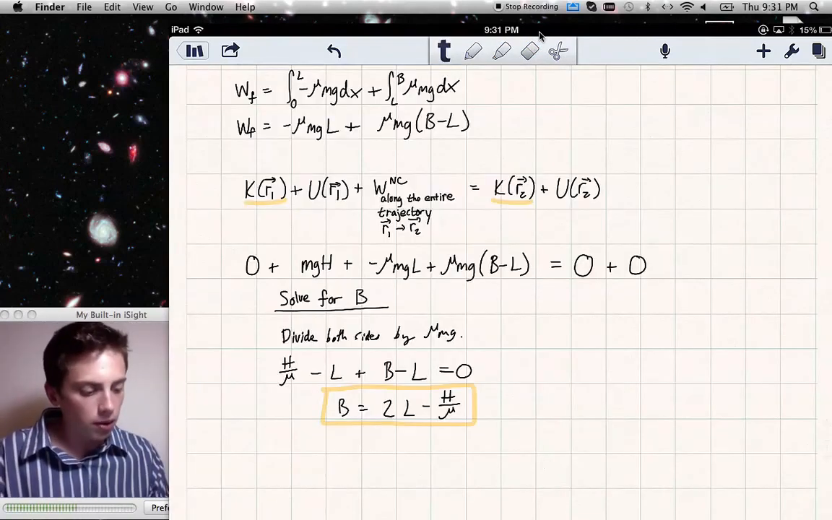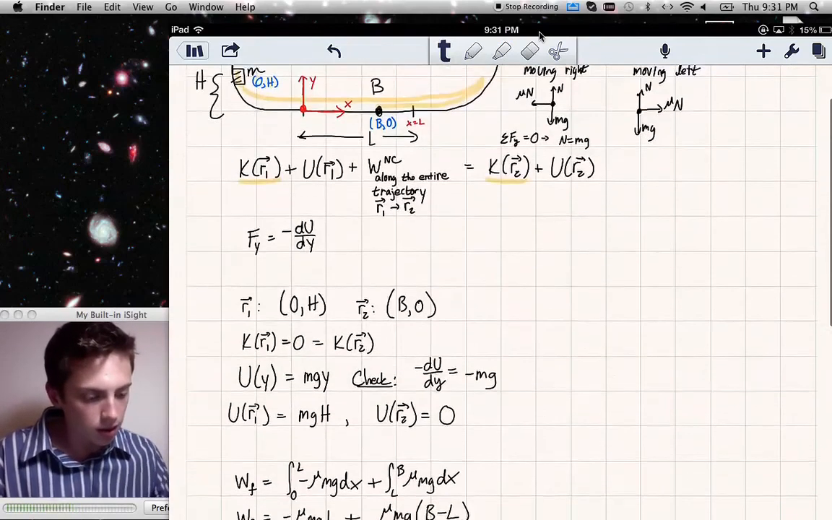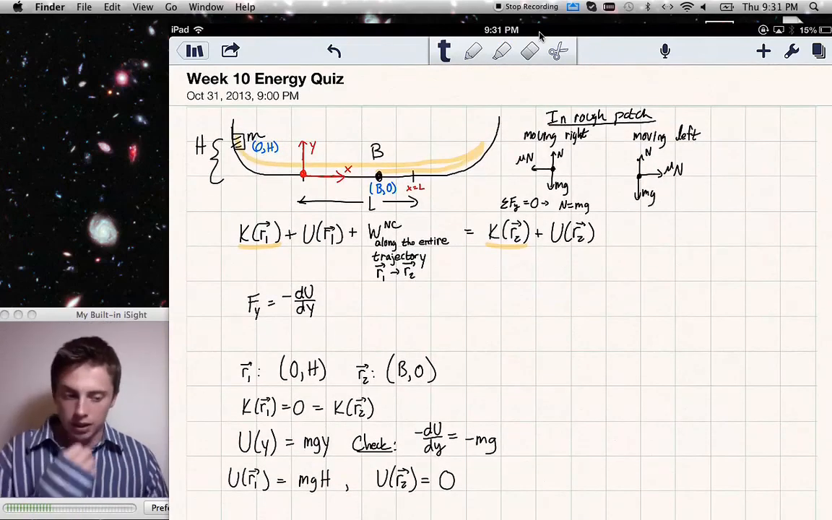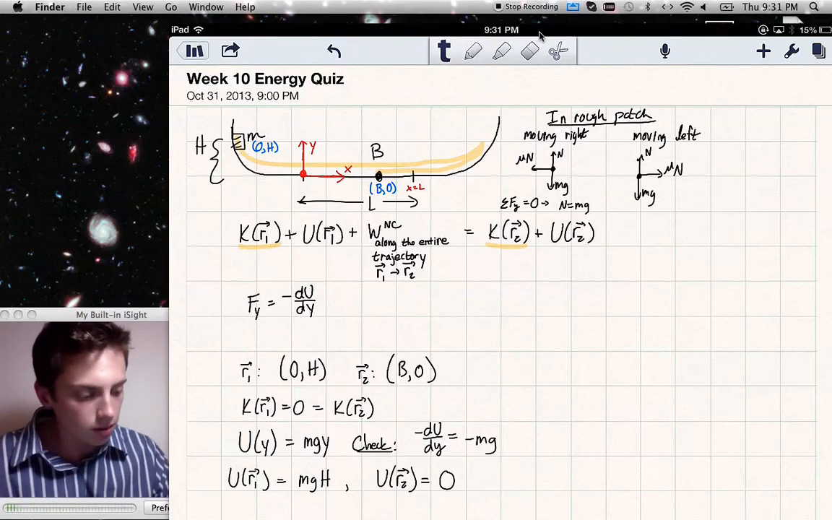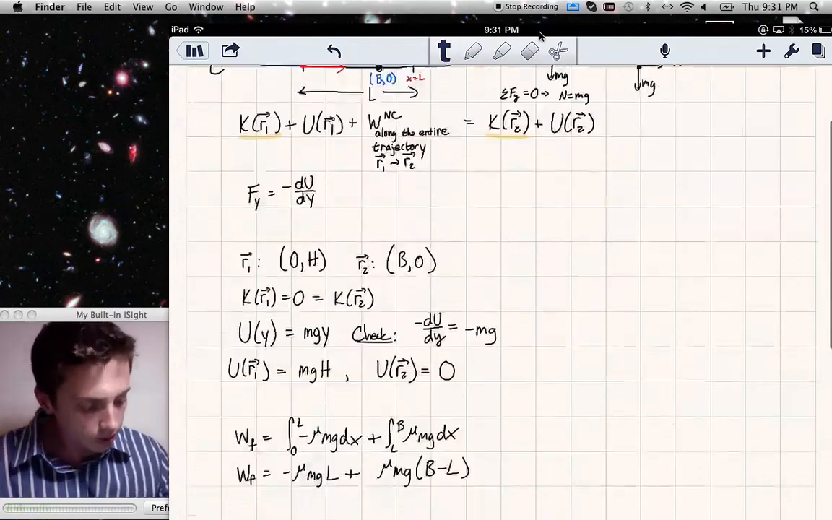And that's my point B in this coordinate system where I have it defined. So you have to always look at your coordinate system. That's it.